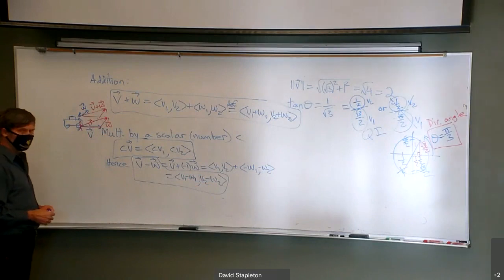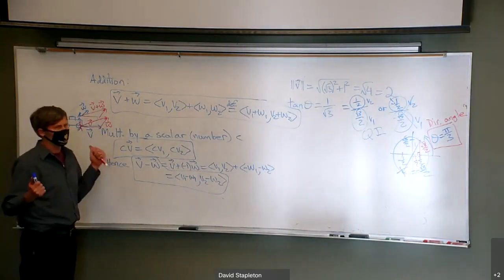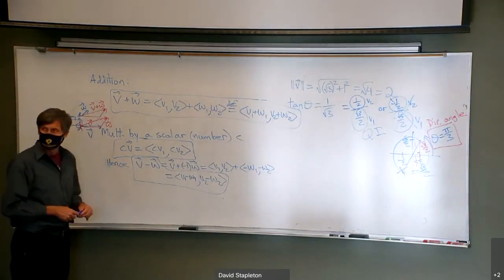You might think, well, maybe we can multiply two vectors, and actually we can, but it's next section, so we'll maybe get to that at the end of it.